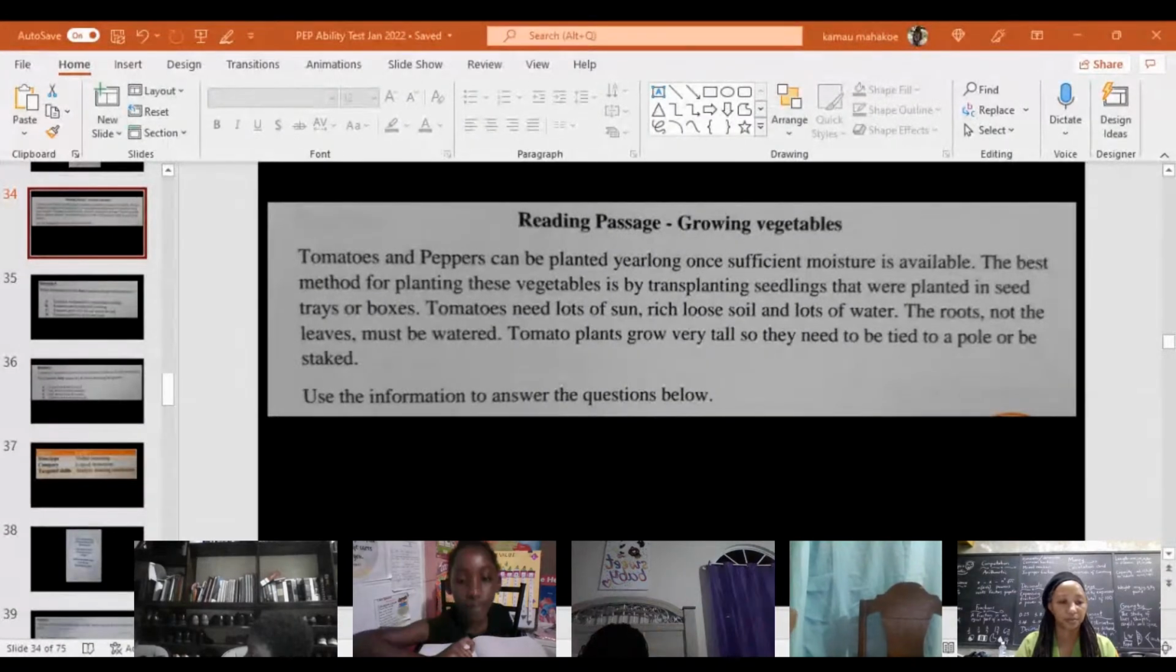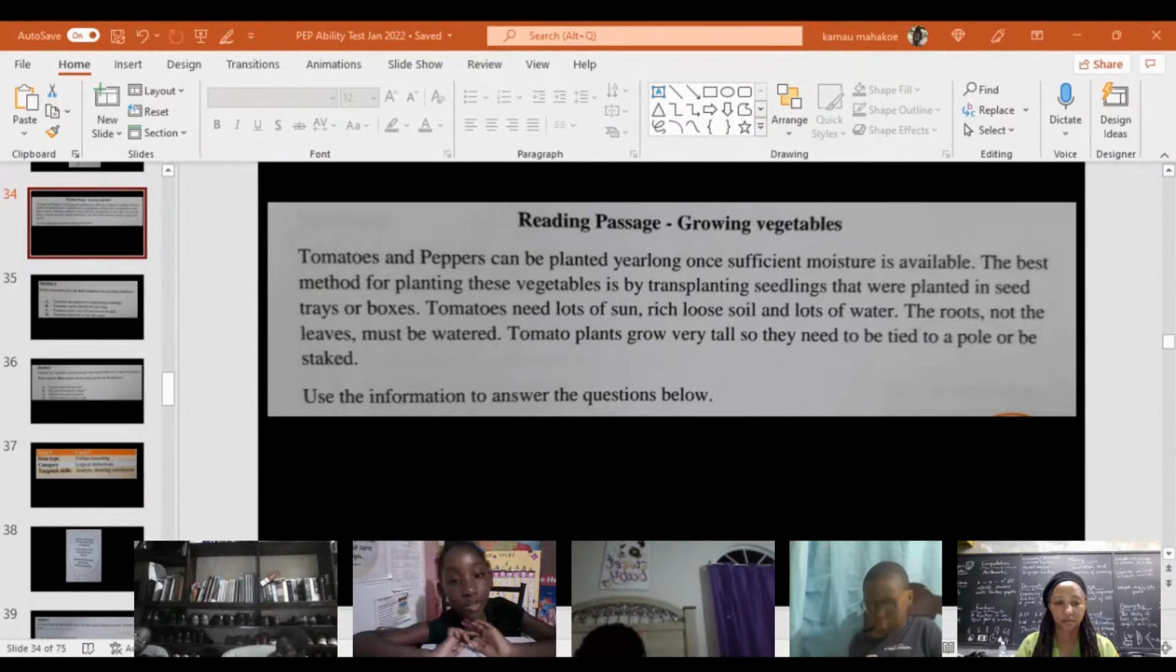Okay, Miss. Reading passage, growing vegetables. Tomatoes and peppers can be planted year-long when sufficient moisture is available. The best method for planting these vegetables is by transplanting seedlings that were planted in seed trays or boxes. Tomatoes need lots of sun, rich loose soil, and lots of water. The roots, not the leaves, must be watered. Tomato plants grow very tall, so they need to be tied to a pole or be staked.